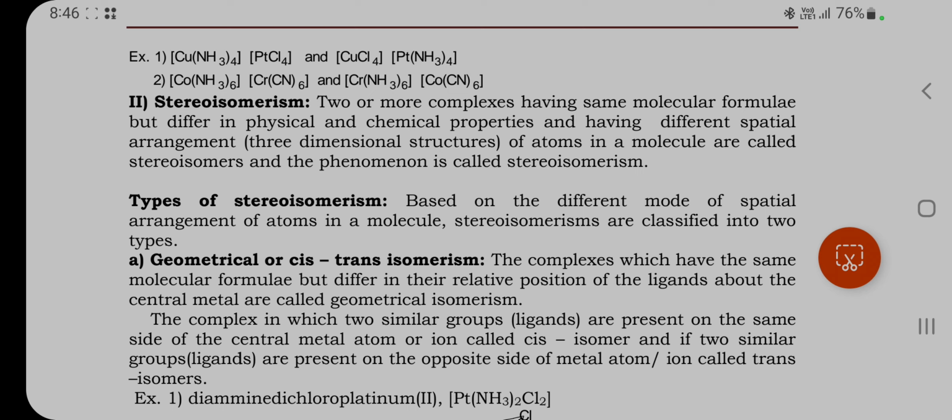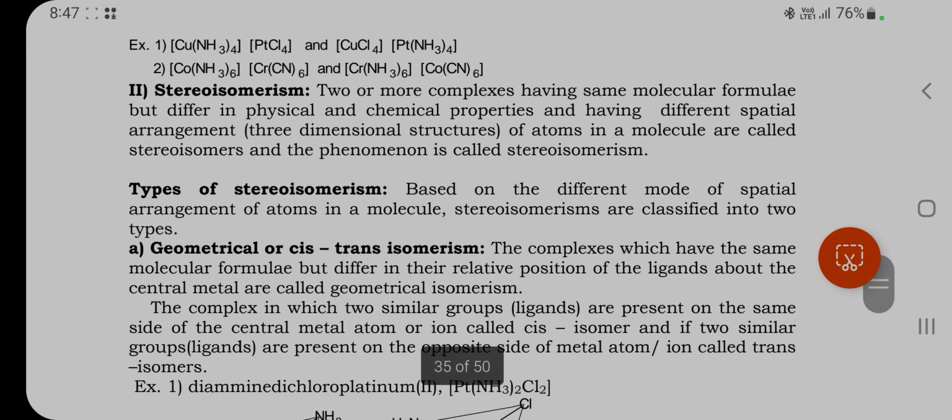So in the second example, you can see the 6 ammonia ligands are present with the cobalt coordination sphere and the 6 cyanide ligands are in the chromium coordination sphere. In its isomer, the 6 ammonia ligands are interchanged with the chromium and the 6 cyanide ligands are now with the cobalt. So the interchange of the ligands inside the either cationic sphere or anionic sphere is known as the coordination isomerism.